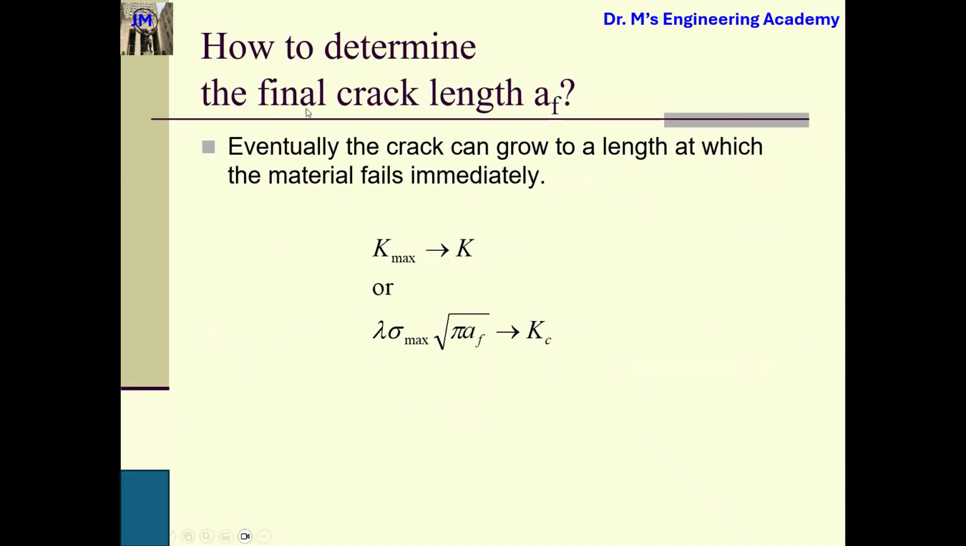So how to determine the final crack length? With the initial crack length and final crack length, we then calculate the number of cycles a specimen can experience before it fails. So how can we calculate the final crack length a_f? Eventually the crack can grow to a length at which the material fails immediately. So we want this equation to hold: lambda sigma maximum square root of pi a_f equals K_c, and K_c is the critical stress intensity factor.